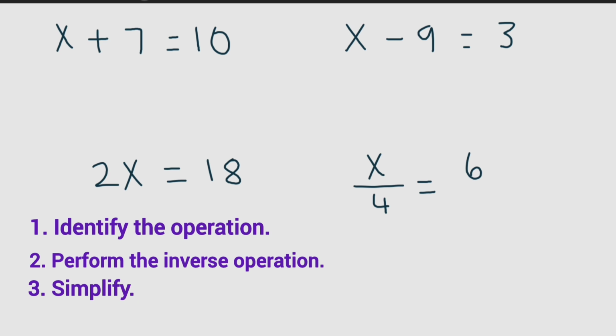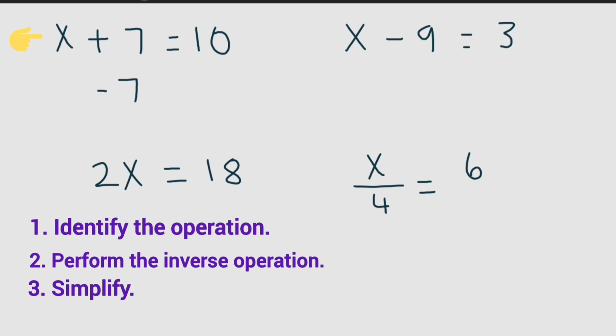Our equation is x plus 7 is equal to 10. So the first step that we need to do is to identify the operation that is being performed on the variable x. We see that the only operation here is plus. So the operation is addition here. And what is the inverse operation of adding 7? Inverse means opposite. So the opposite of adding 7 is subtracting 7. So I'm going to subtract 7 here.